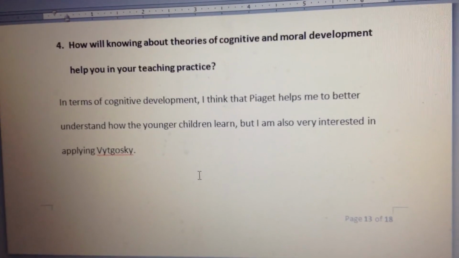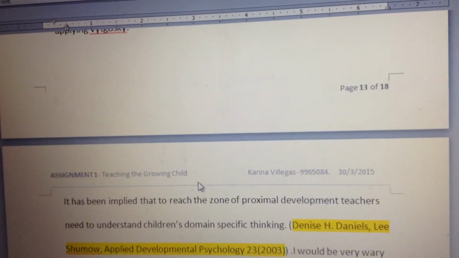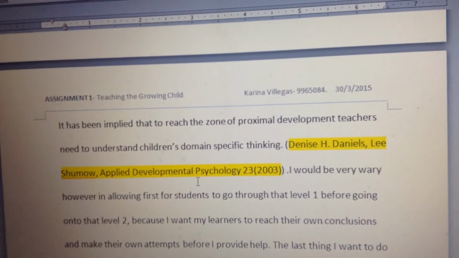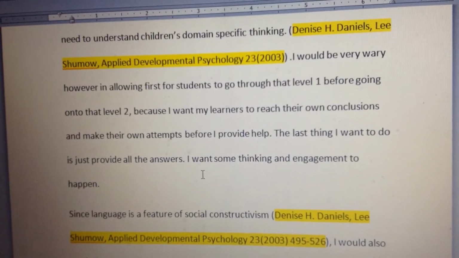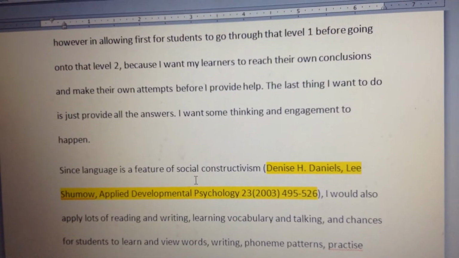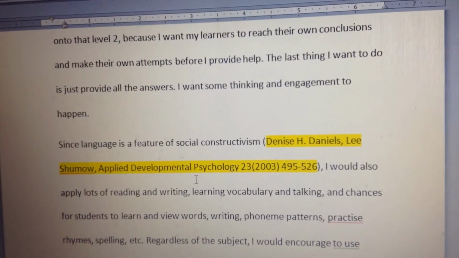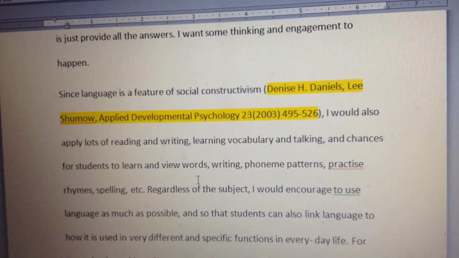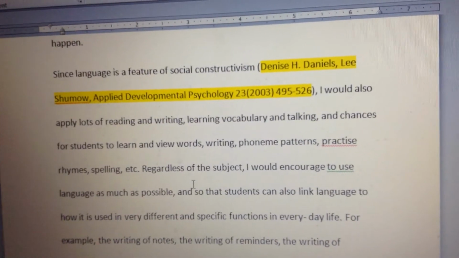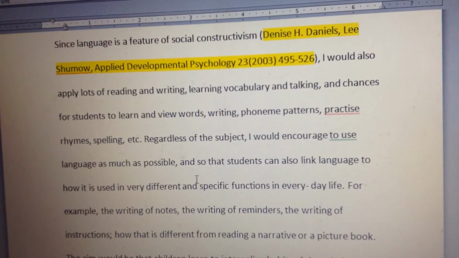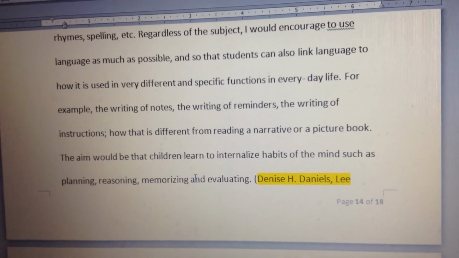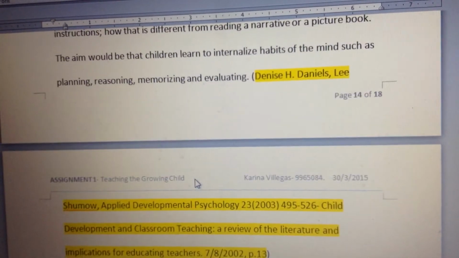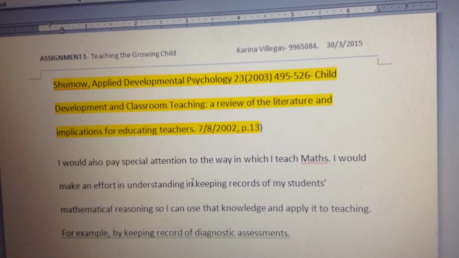How will it help me? Well, in terms of applying Vygotsky, I'm aware of the 2 stages, but I will still be sure that my students reach level 1 before I try and assist with help, just so I'm not always providing all the answers. I would use lots of vocabulary and reading and writing, because language needs to be promoted, and that's really essential for a social constructivist classroom.